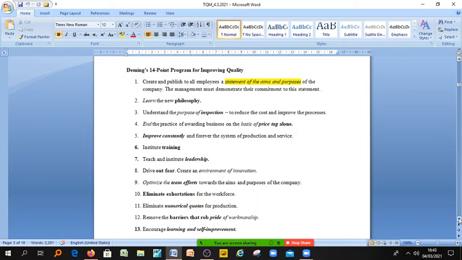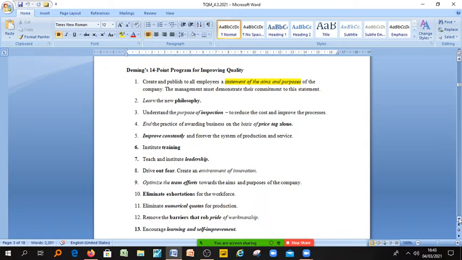So he talked about training, institute training. Then he talked about leadership. You just write leadership. So leadership is key. We know that the success of every organization is influenced by the leadership, isn't it?